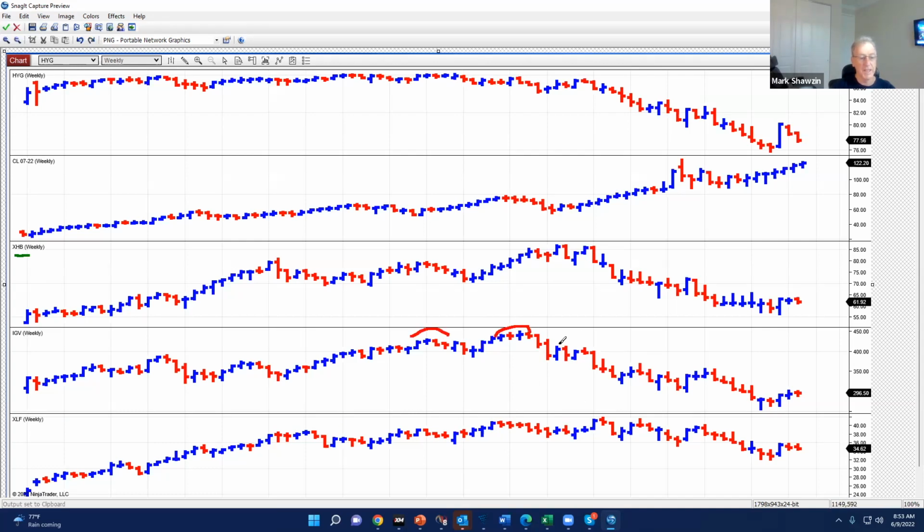So this is the IGV, the growth ETF, and by and large it's heading lower, along with home builders, advancing crude, and higher interest rates. The last chart is kind of interesting: the XLF, the financial and bank stocks. I know these are pretty small charts, but there's a nice little double top there, and this is going in the wrong direction.